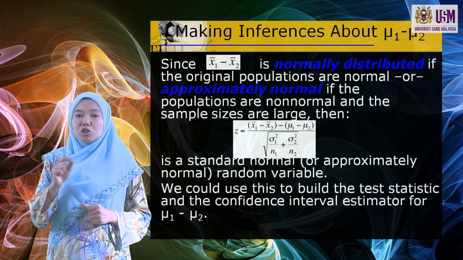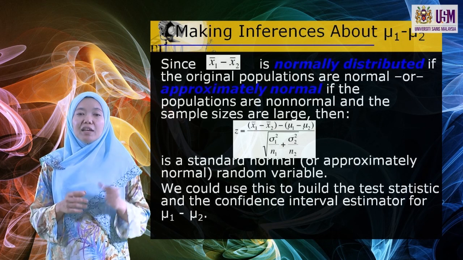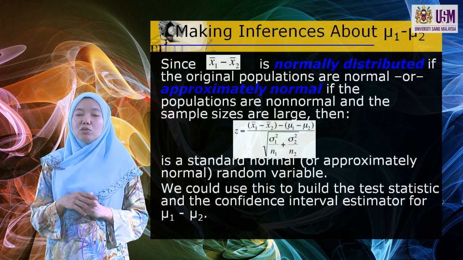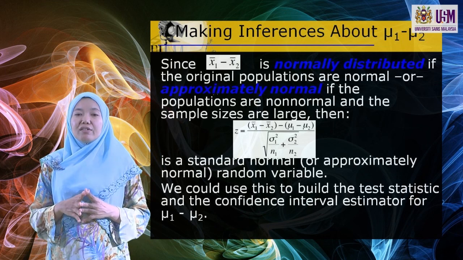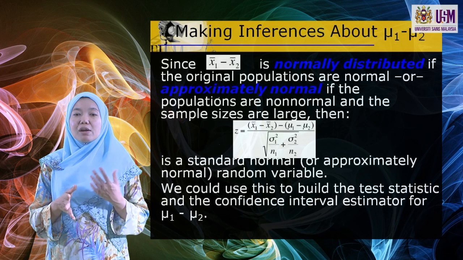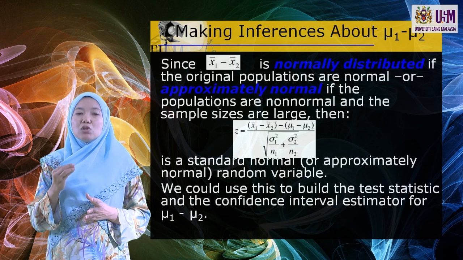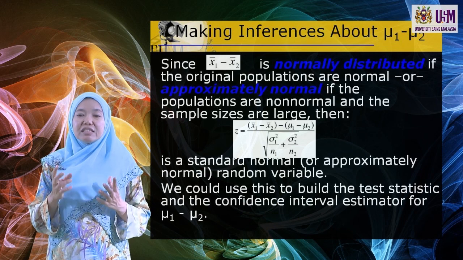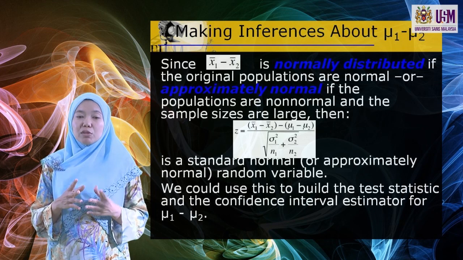So instead of x minus mu, because we have two means, you have in the first part x bar 1 minus x bar 2 in brackets, and you deduct mu 1 minus mu 2 in brackets, and then you divide by the standard error, the square root of sigma 1 squared divided by the first sample size plus sigma 2 squared divided by the second sample size. So this is the standard normal or approximately normal random variable. We could use this to build the test statistic and the confidence interval estimator for mu 1 minus mu 2, to find the difference between mu 1 and mu 2.